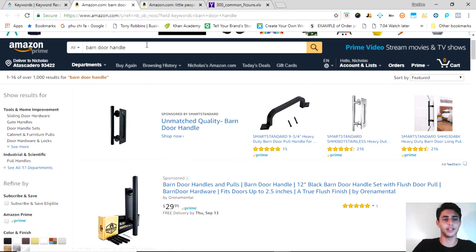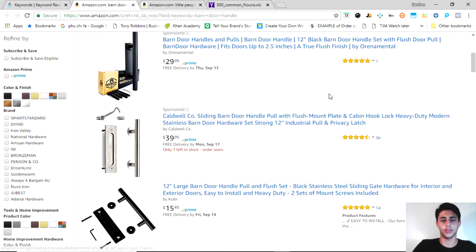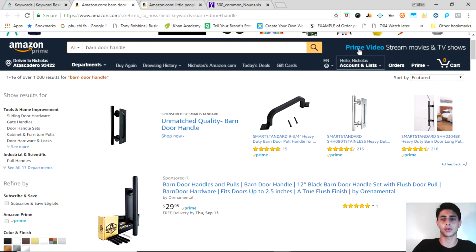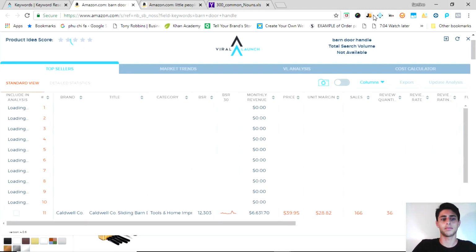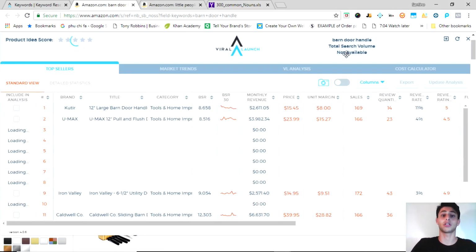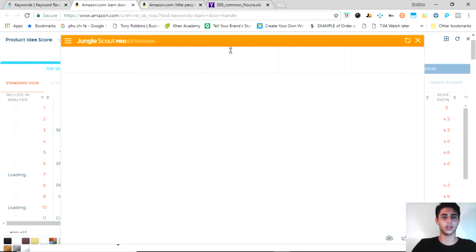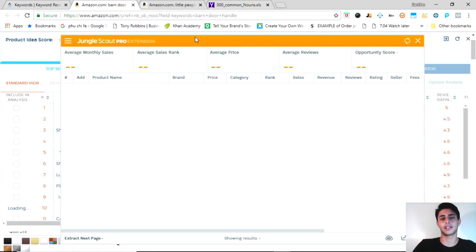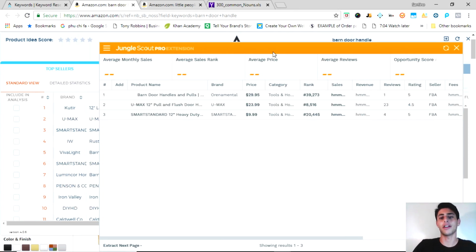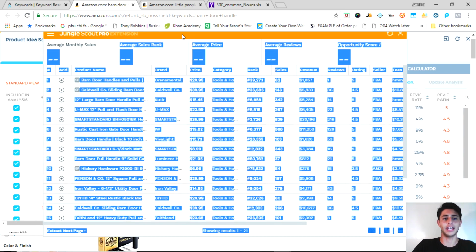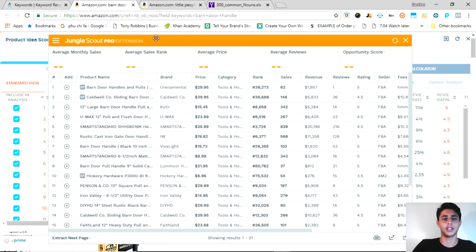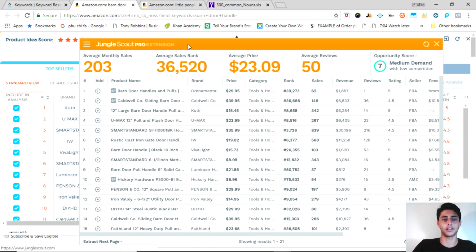So the next one is this barn door handle. So these are just handles for barn doors. So we'll just check out the Viral Launch Chrome extension. And we'll also check out the Jungle Scout Chrome extension on this one because we haven't been using that. So when we're using the Jungle Scout Chrome extension, we're just going to be looking at the revenue and the reviews and using that as a gauge to see where we're at with product research.